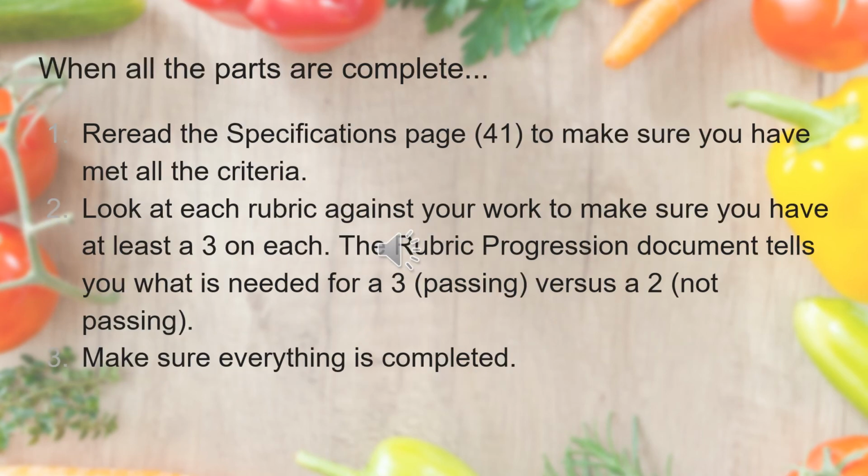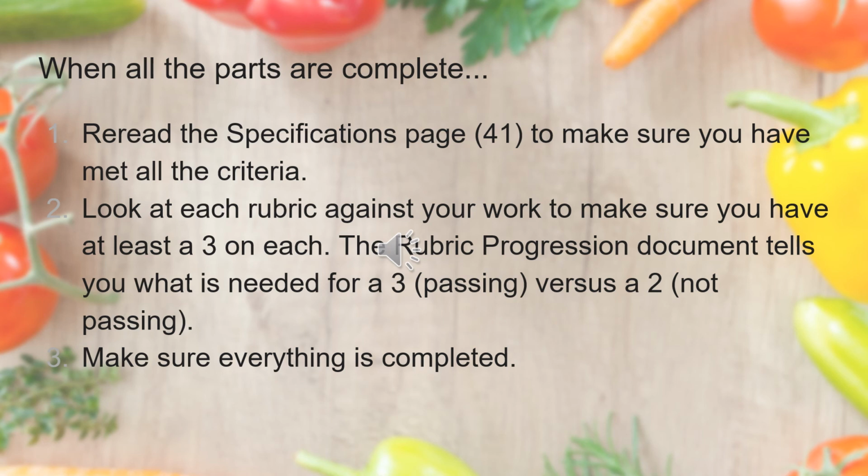And then when all of your parts to your task one are complete, you're going to go back and read the specification page again to make sure that you've met all the criteria. This one is really important because if you don't do this, and you don't match the specifications that they need, you can get an incomplete, which means your portfolio won't be scored and you'll be paying the $300 to submit all over again. So you want to make sure you follow the specifications page.